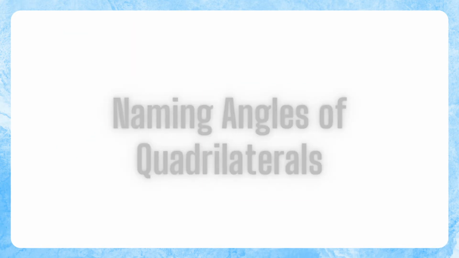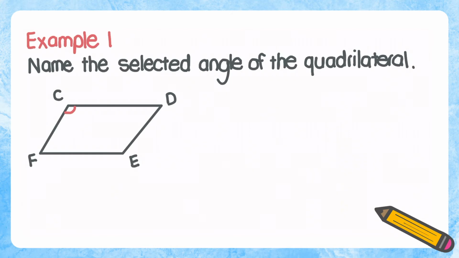Let's look at some examples of naming angles of quadrilaterals. In our first example, we will name the selected angle of the quadrilateral CDEF. Where is the angle located? The angle is located here. So one way we can name this is as angle C. But there are 2 other ways to name this angle.